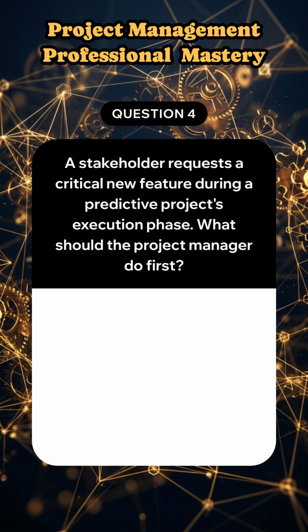A stakeholder requests a critical new feature during a predictive project's execution phase. What should the project manager do first?